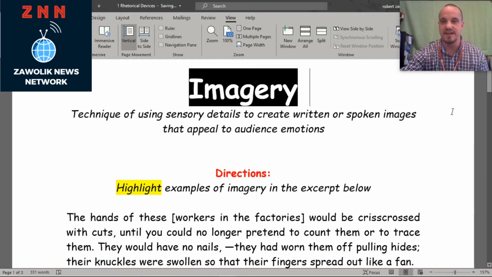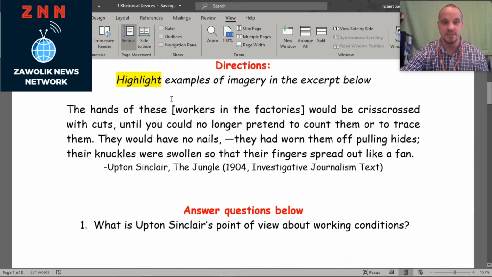All right, so here you have an example of imagery. This is actually written by Upton Sinclair in a book called The Jungle, which was an expose on the meatpacking industry. He could have told you how terrible the conditions were, but he decided to paint a picture and really show you how disgusting it was. That idea of being disgusted, that's a feeling, and that feeling is going to convince the readers, the audience, of his argument, which was, this is a disgusting thing that needed to be addressed.